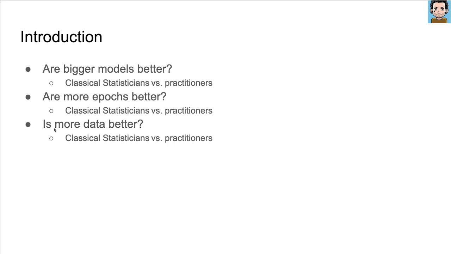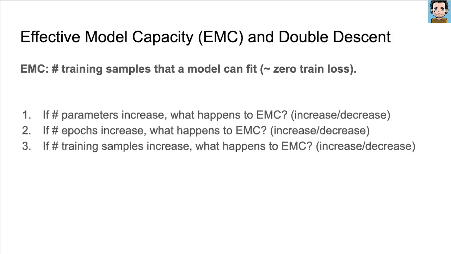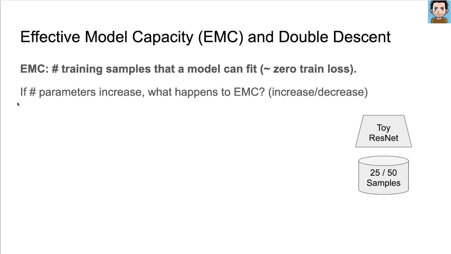The paper questions these assumptions. As mentioned previously, the paper defines the effective model capacity as the number of samples that a model can fit. This is not a theoretical metric, but a concrete one. This metric depends on multiple factors, such as the number of parameters, the number of training samples, the type of the architecture, the optimizer, etc. So it's a good practice to think about these questions before moving forward. Let's answer the first question together.